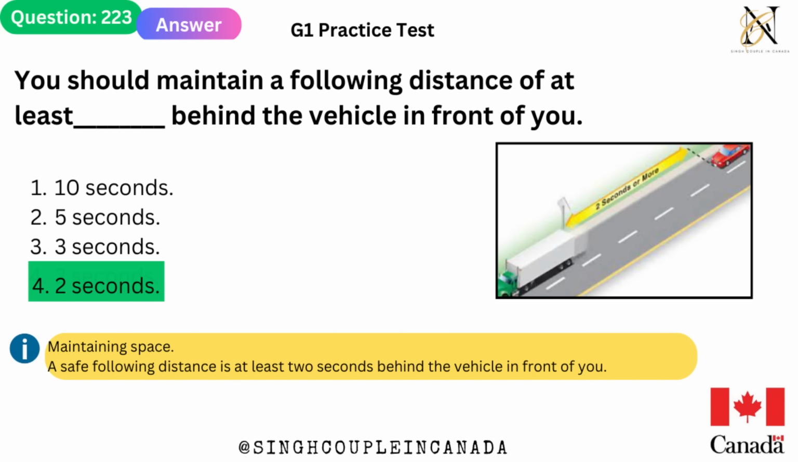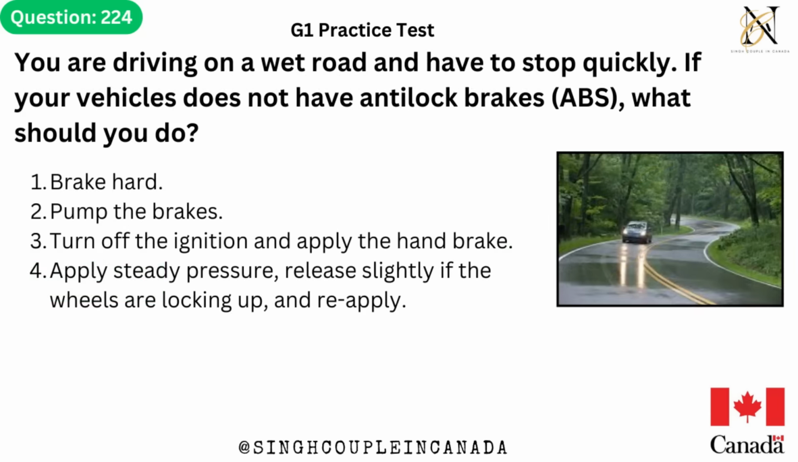A safe following distance is at least 2 seconds behind the vehicle in front of you. You are driving on a wet road and have to stop quickly. If your vehicle does not have anti-lock brakes, ABS, what should you do? 1. Brake hard. 2. Pump the brakes. 3. Turn off the ignition and apply the handbrake. 4. Apply steady pressure, release slightly if the wheels are locking up, and reapply. The answer is 4. Apply steady pressure, release slightly if the wheels are locking up, and reapply.